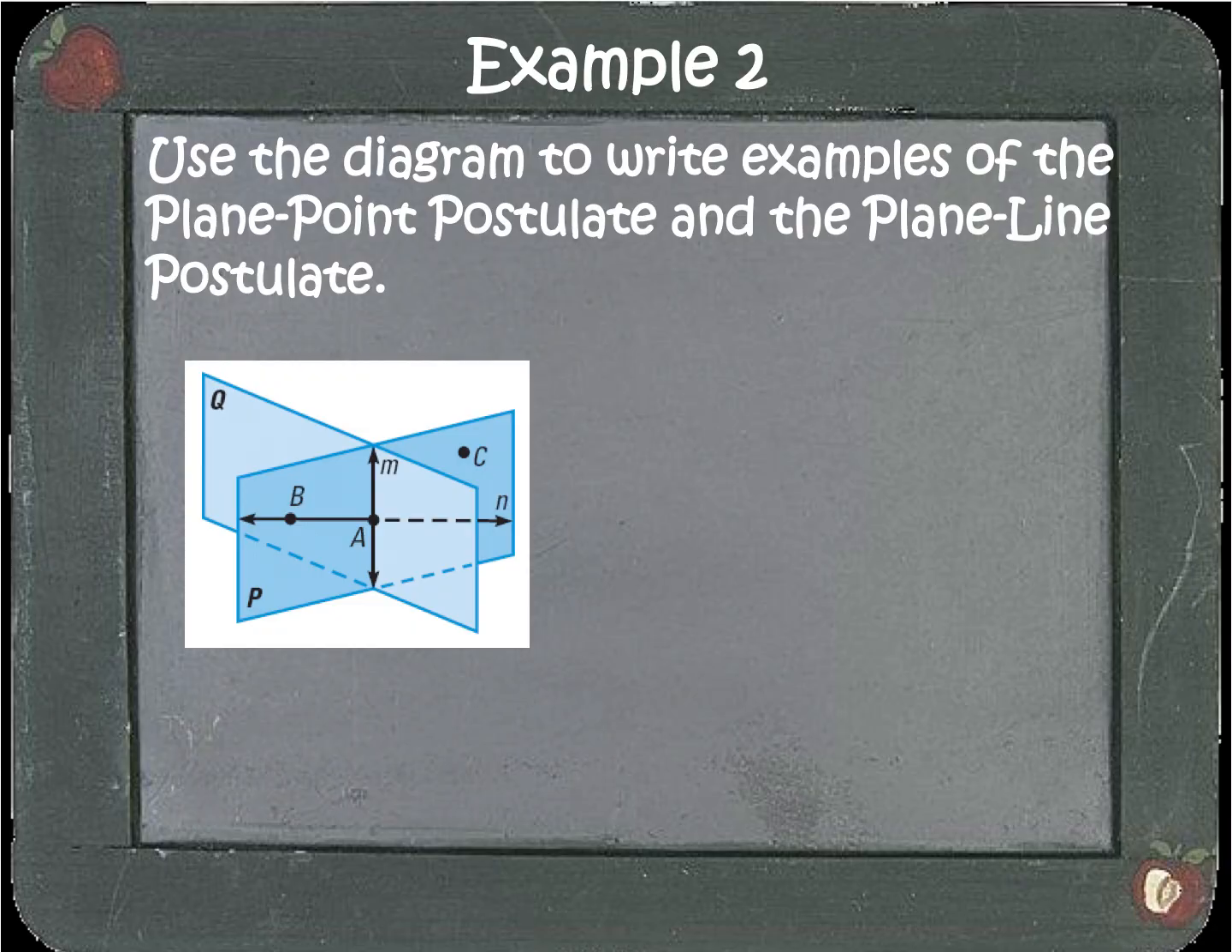All right, next. Looking at example number 2, it says use a diagram to write examples of the plane point postulate and the plane line postulate. So we have to know the definitions in order to write these. Writing examples. So I have the plane point postulate. Can somebody tell us the definition of the plane point postulate? A plane contains at least 3 non-collinear points. Good, so we're going to look at the diagram.